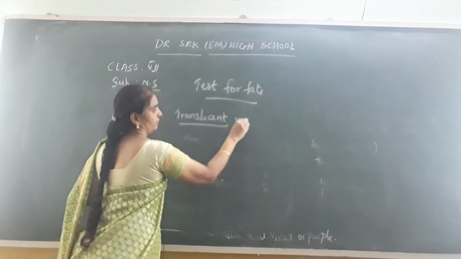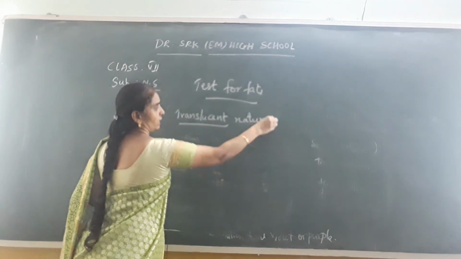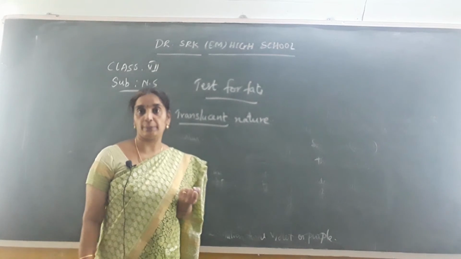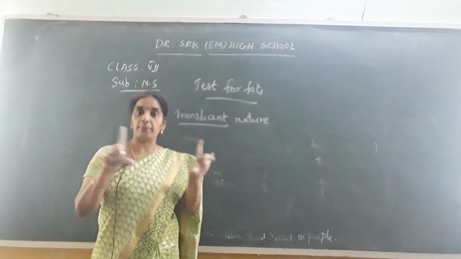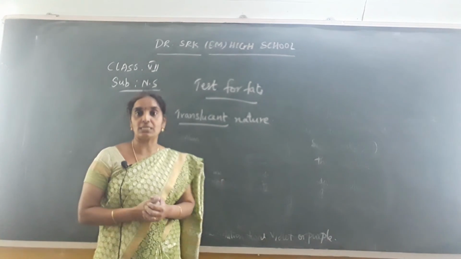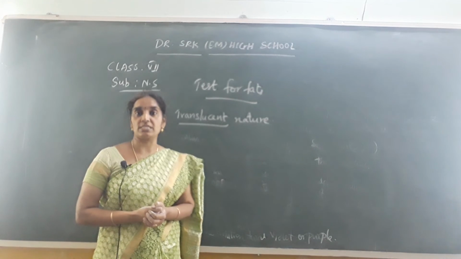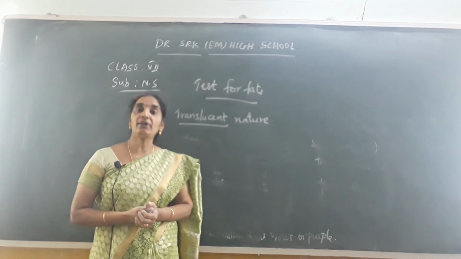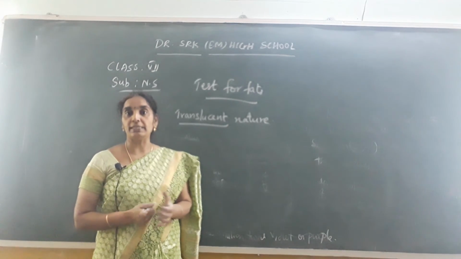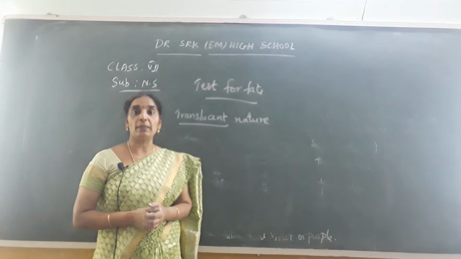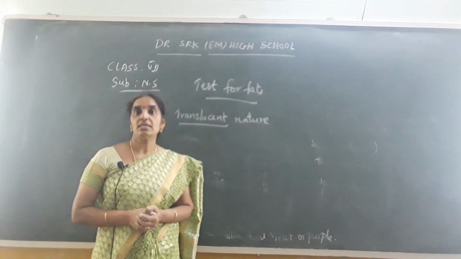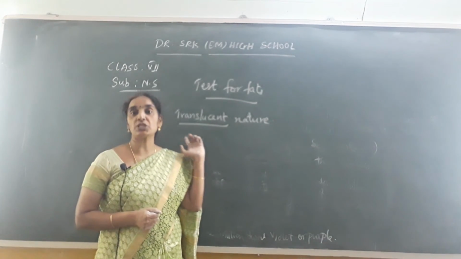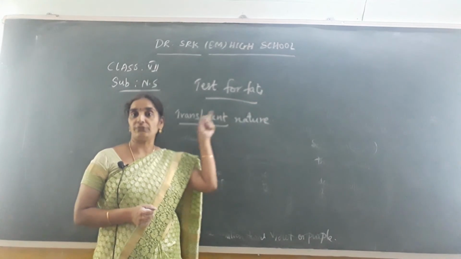Translucent nature is seen. Sometimes you eat pakodi on a piece of paper. After eating it, when you see that paper, you can see that the paper has turned translucent, isn't it? Why does that happen? Because that food contains fat. You can identify that the food contains fat when the paper turns translucent. So this is the observation that you find when you take fatty foods on a piece of paper.